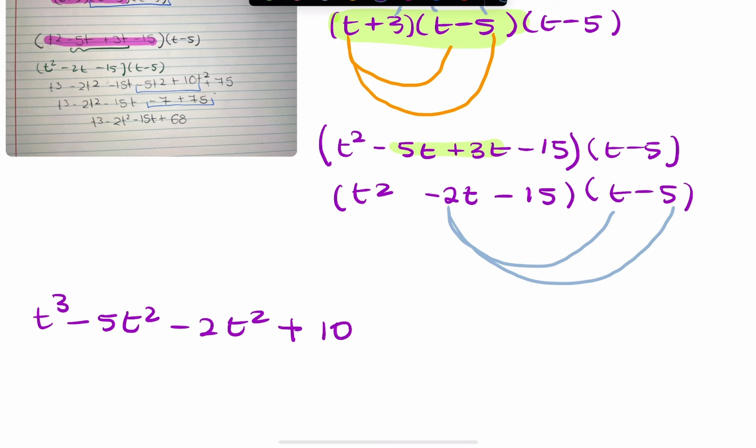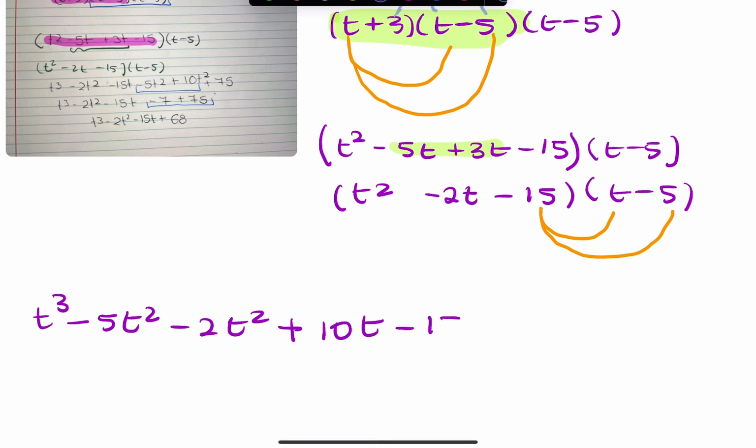And then plus 10t. Why 10? Because it's 2 times 5. Why positive? Because it's negative multiplied by negative. And the t, because there's a t there. Now, last thing is you multiply the last term by the last two terms. So that'll give you minus 15t plus 15 times 5, so the negative gives you positive, and 15 times 5 is 75.